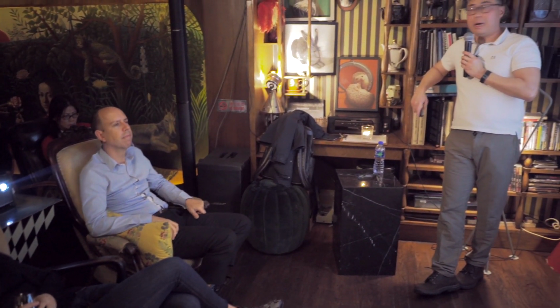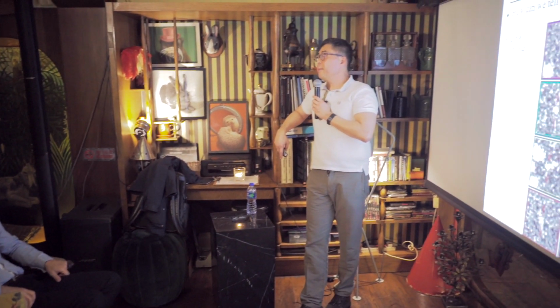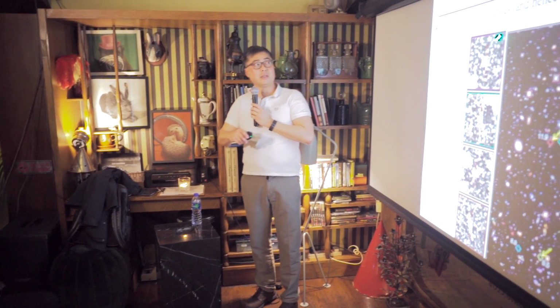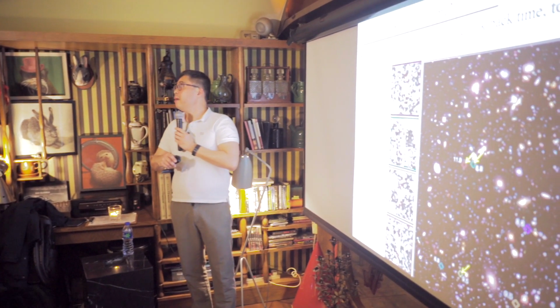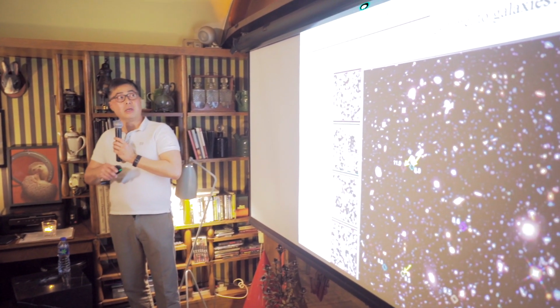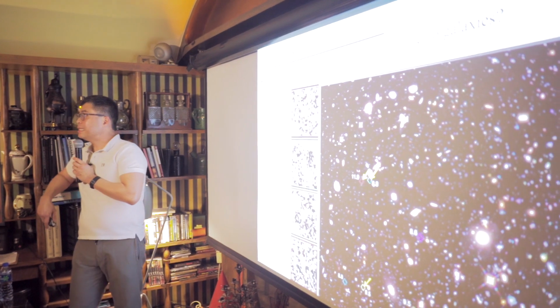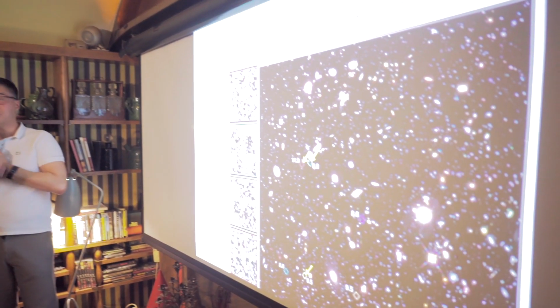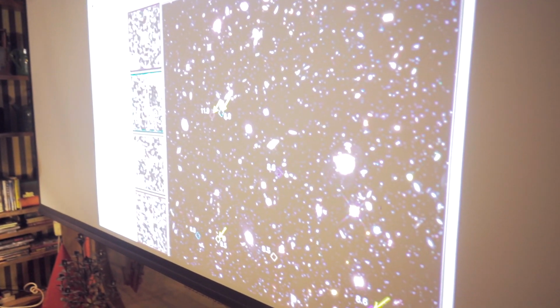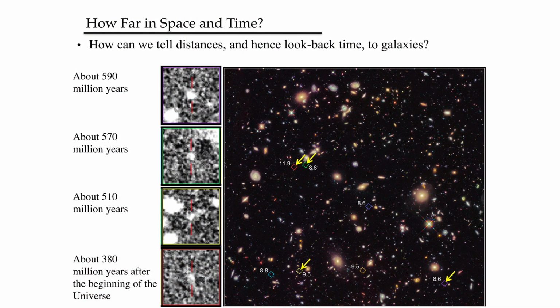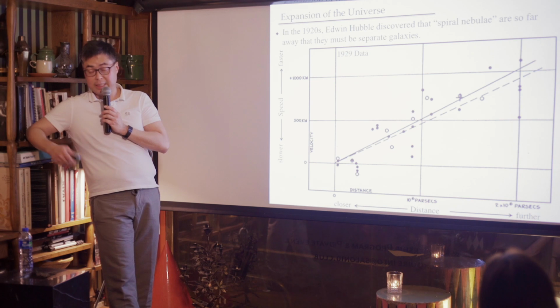Now, I told you, as we look very deep into space, we also look back into time. But the question is, how do we know how far back we're looking in time? In other words, how do we know the distances to these galaxies? Where do all these numbers come from? To understand that, I have to go back about 100 years to the time of Edwin Hubble, after whom the Hubble Space Telescope was named.